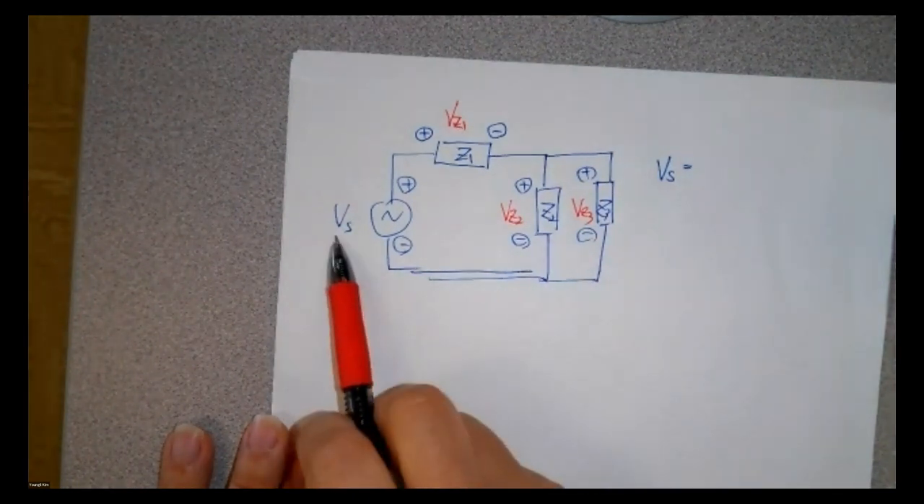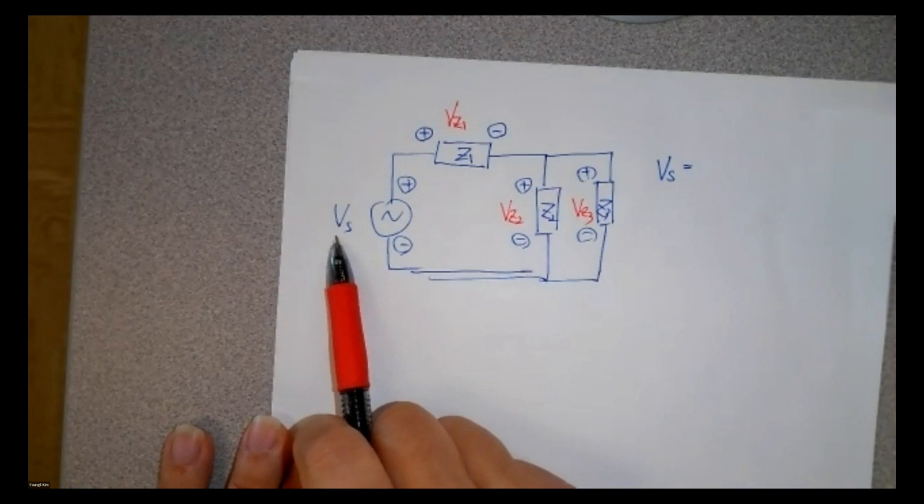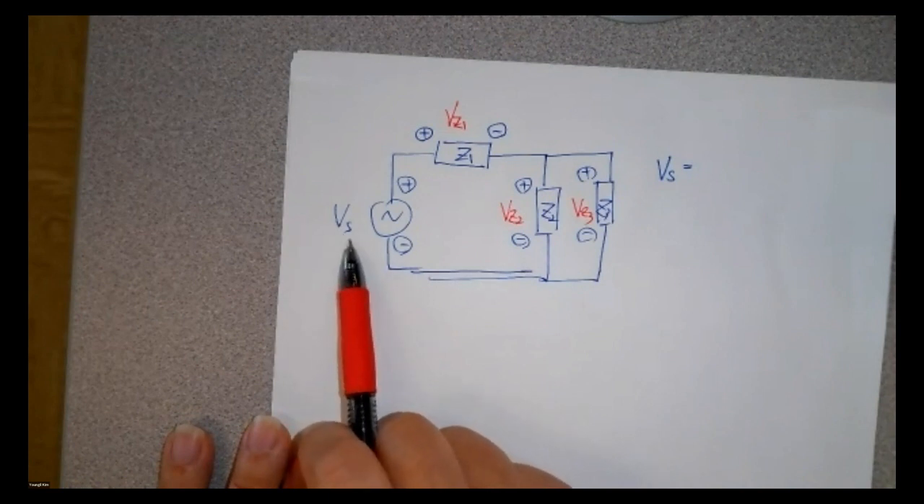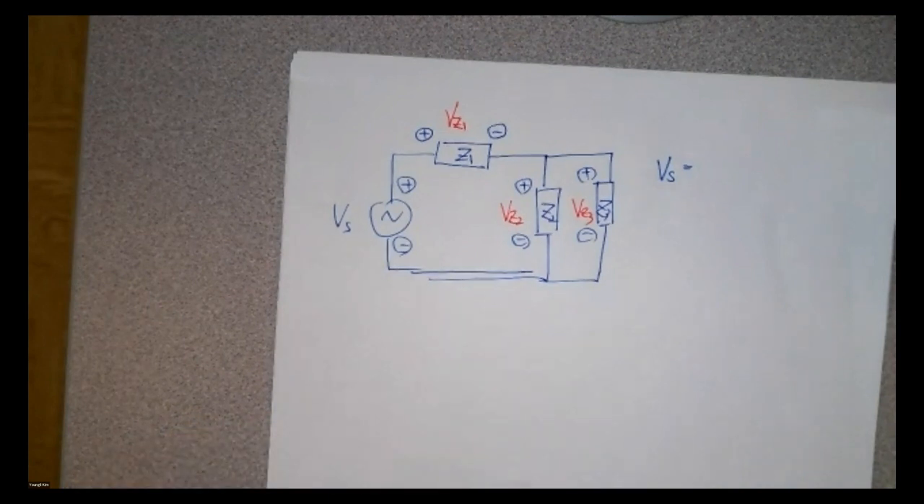So V sub S is the AC, the input source. That is the AC, the input source, okay?